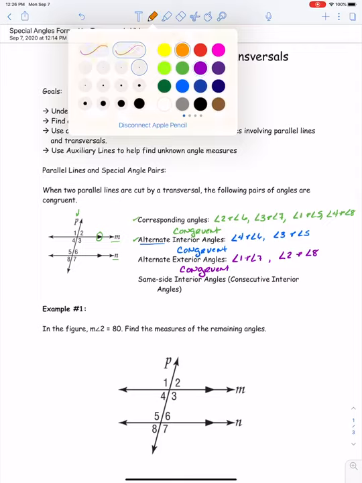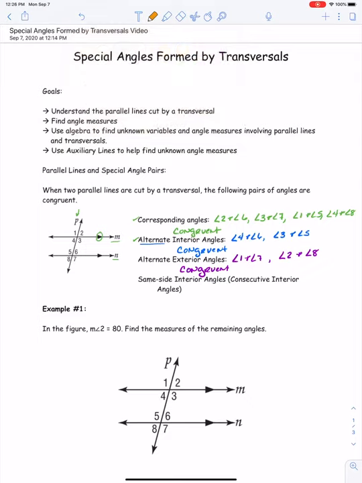Now, same side interior angles, some teachers call them consecutive interior angles. It doesn't matter, they're both the same thing. Same side interior angles, in my opinion, is easier to remember, okay? Because that means they are on the same side of the transversal and they're inside the two parallel lines. So we can look at angle 4 and angle 5. Angle 4 and angle 5 are what we call same side interior angles or consecutive interior angles.